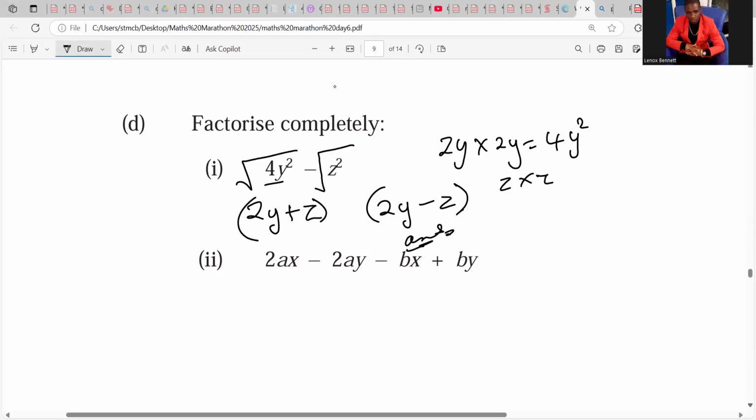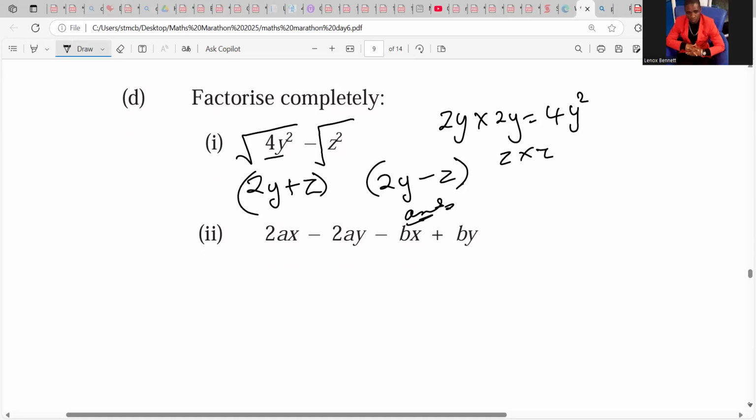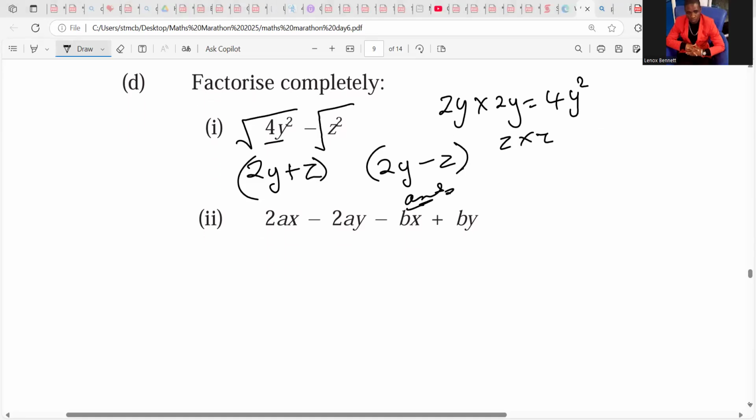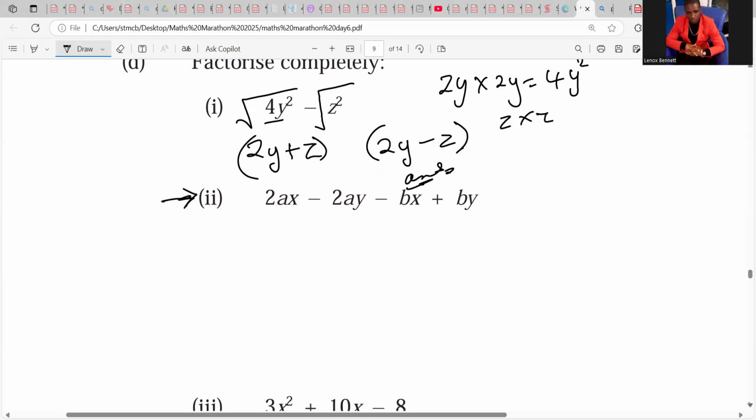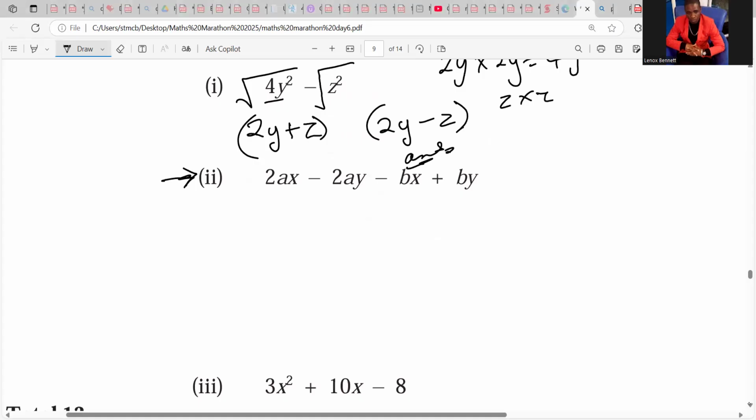We did one similar on day one: 2ax minus 2ay minus bx plus by. I think it will probably be a repeat. It's a bit different here, but it looks very similar to the one that we did. So you guys can match up that one. And in the same breath, you can do this one as well, which is 3x squared plus 10x minus 8.